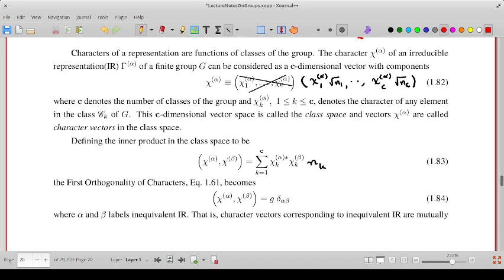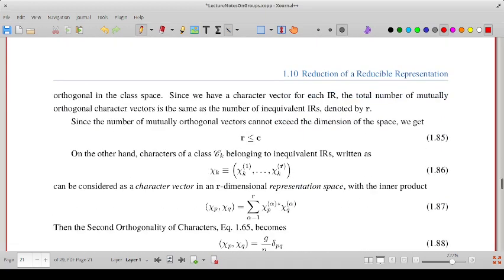And the dimensionality of the space of these vectors is simply C. Now, as we know, the number of linearly independent vectors cannot be greater than the dimension of the space, and therefore the number of linearly independent vectors that we just counted here is R, and that should be less than or equal to the dimensionality of the space, which is C. So we get the first inequality connecting R and C, where R is the number of irreducible representations and C is the number of classes of the group.